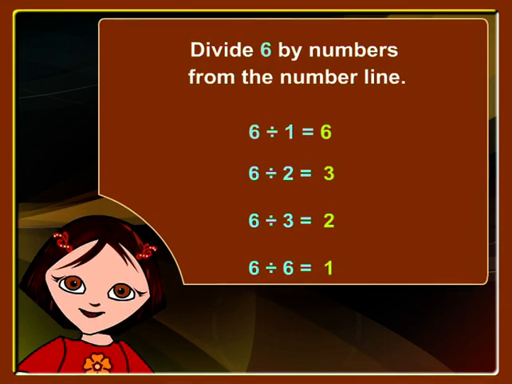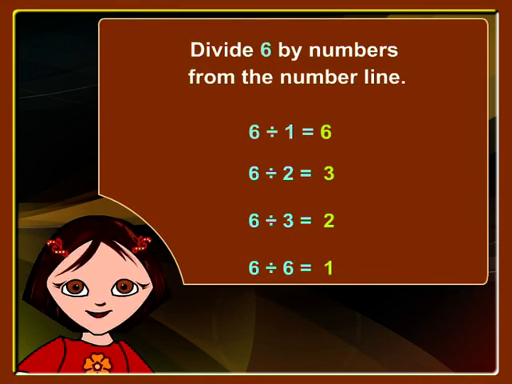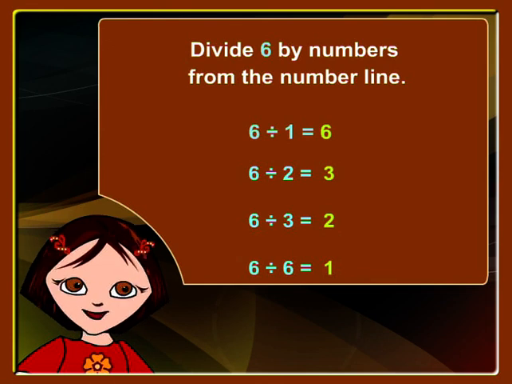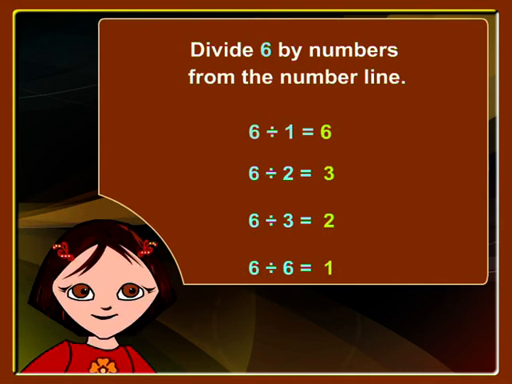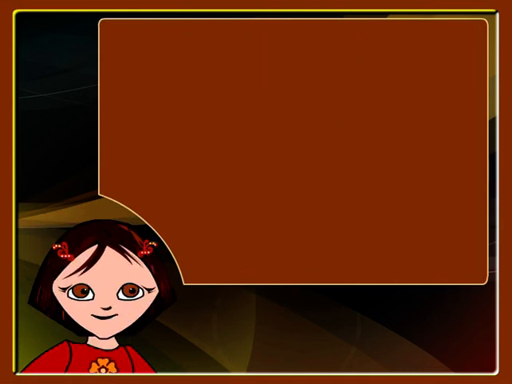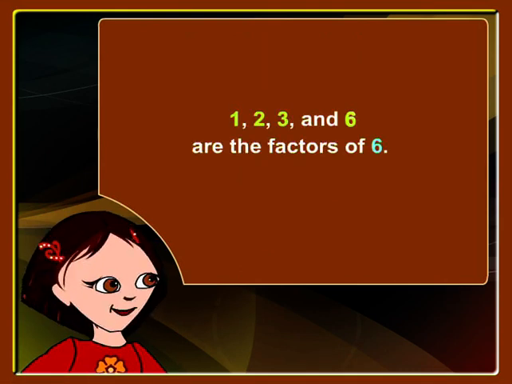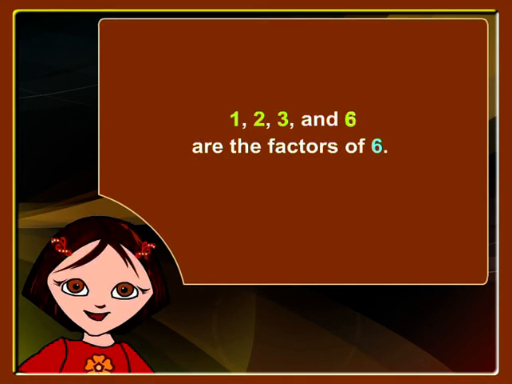You know that the numbers 4 and 5 do not divide 6 completely. We'll move on to the number 6. 6 divided by 6 is equal to 1. So, 1, 2, 3 and 6 are the factors of 6.